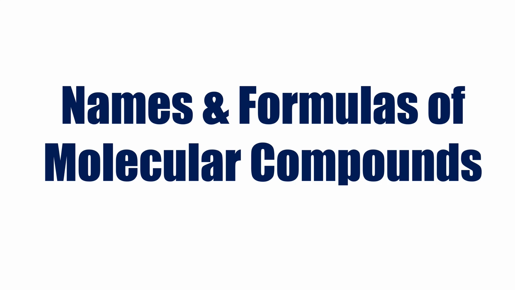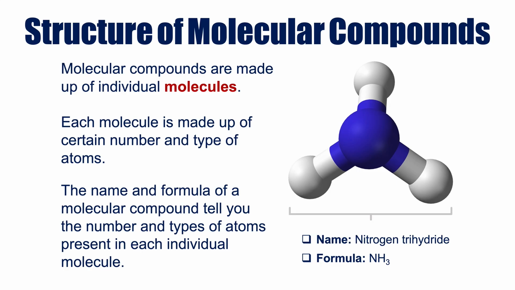What we did in the last unit was we spent a lot of time looking at how to predict the names and formulas of ionic compounds. In this section, we're going to look at how to predict the names and formulas of simple binary molecular compounds that just have two different nonmetals in them.